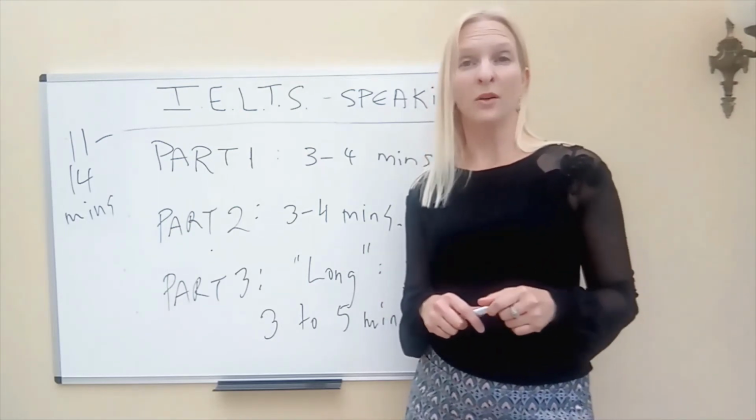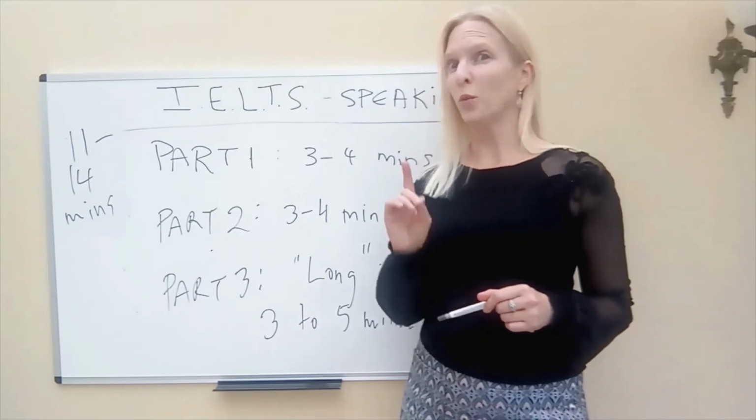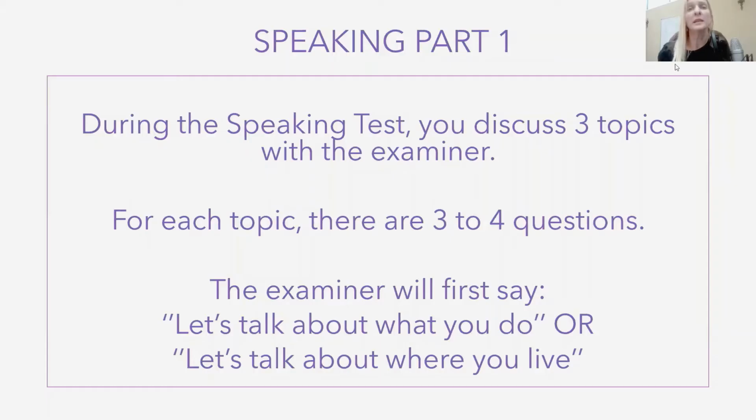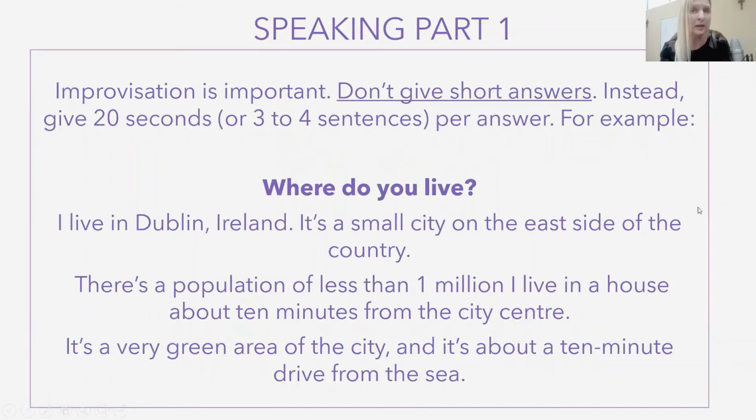Let's move on now to some techniques for part 1. So during the speaking test, you will cover about 3 topics with the examiner. And for each topic, there are 3 to 4 questions. So normally the examiner will first start by saying, well, let's talk about what you do, or let's talk about where you live. That's normally how the exam starts.